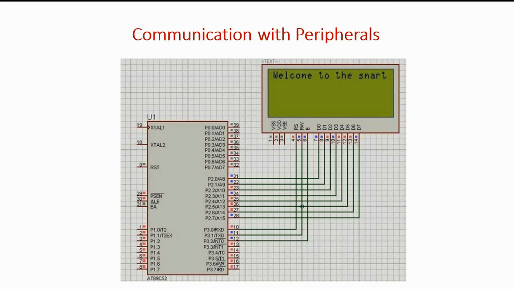So it is the second part of this presentation, and in this I will explain how the microcontroller communicates with peripherals. As you can see in this picture, here the microcontroller 89C52 is interfaced with the LCD, which is 20x4. It means that it has 4 lines and it can display 20 characters in each line. Here the LCD is interfaced with the microcontroller by connecting the 8 data lines and 3 control lines, which are register select, read/write, and enable pin.